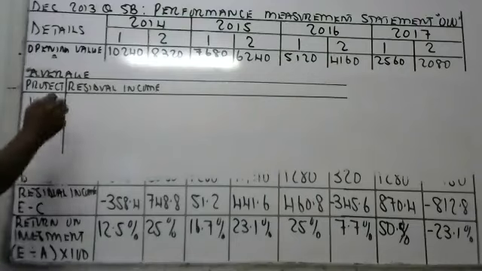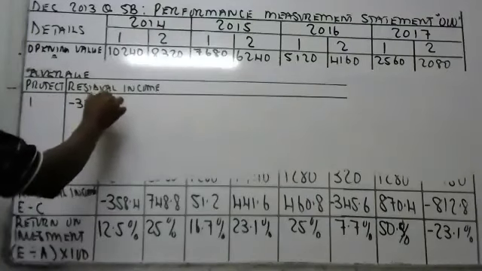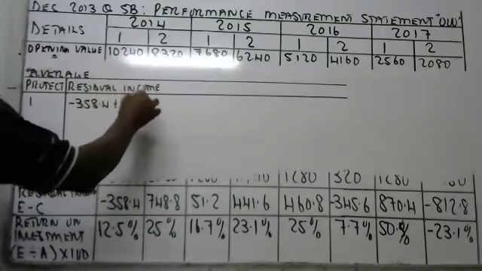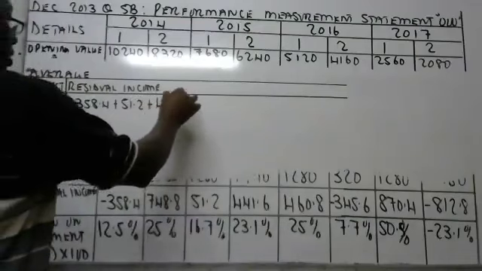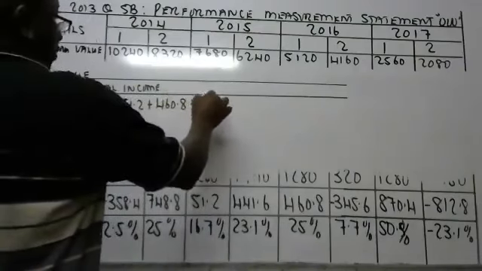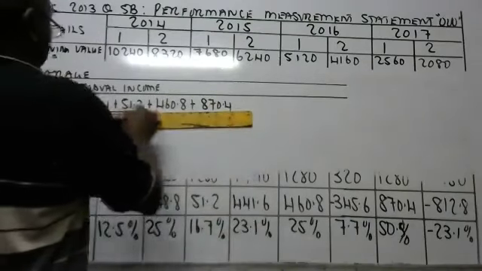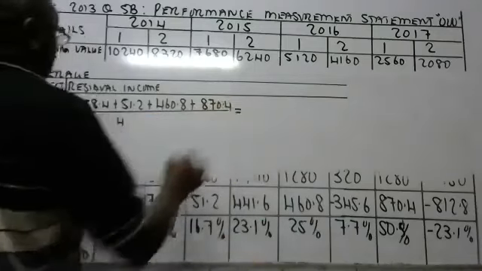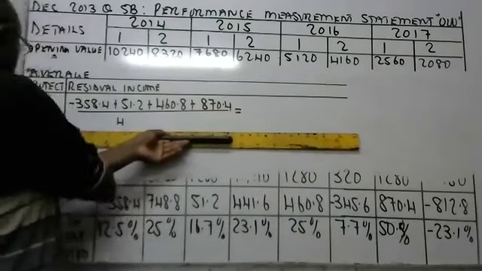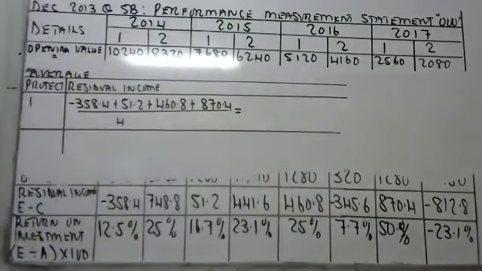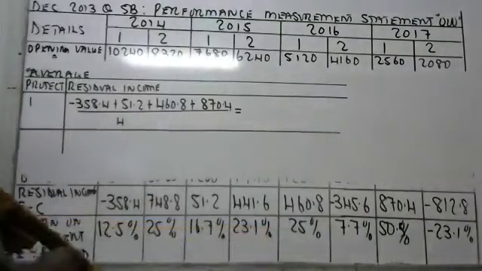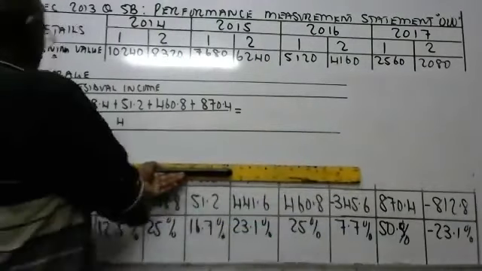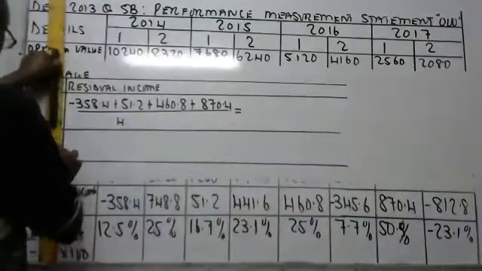So project one, the residual income is minus 358.4 plus 51.2 plus 460.8 plus 870.4. Now all this you divide by 4. So we're just taking those values. That gives 256.